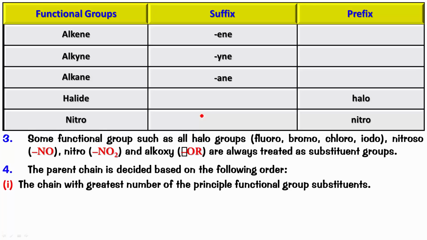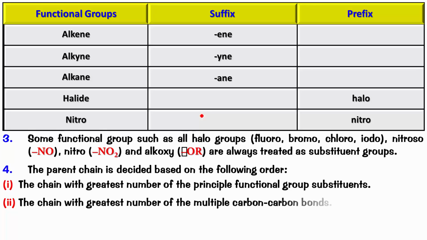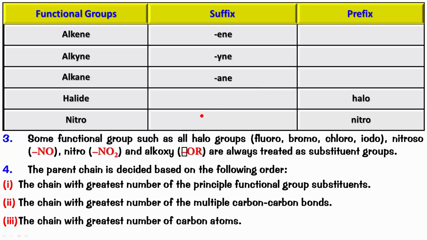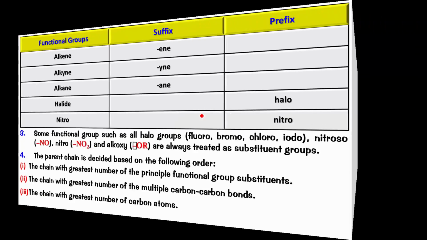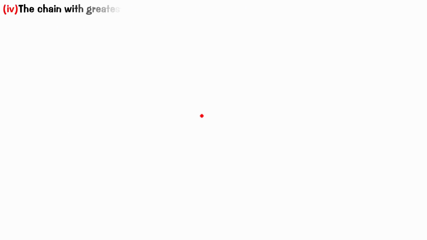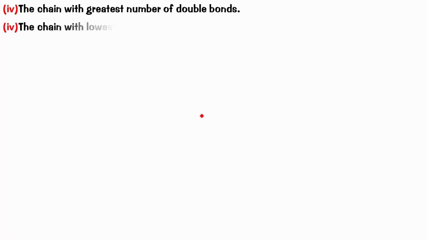Now, if you have more than one such chain, then it is decided based on which has the maximum number of multiple bonds between two carbon atoms. The chain with the greatest number of multiple carbon-carbon bonds. If that cannot decide, the chain with the maximum number of carbon atoms, just as we did in alkenes. If that doesn't help, then it is the chain with the maximum number of double bonds. If that doesn't help, then you have to give the numbers and check that the principal functional group should get the lowest number. Look at that chain.